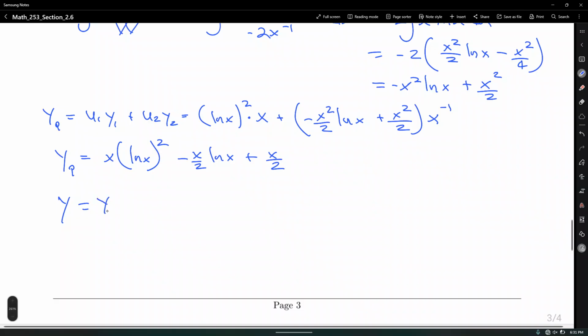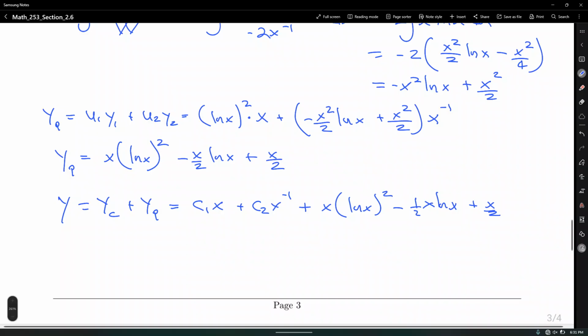So y equals y sub c plus y sub p, which is the complementary solution c1 x plus c2 x to the negative 1, plus the particular solution, which is x ln of x quantity squared minus x over 2 ln x plus x over 2.